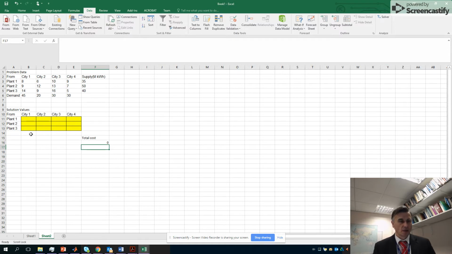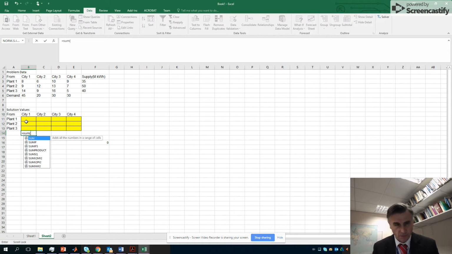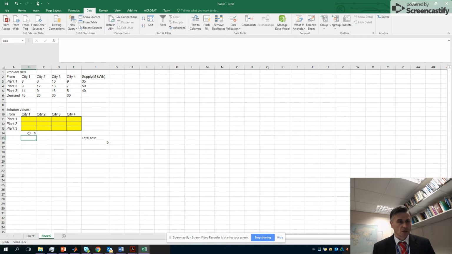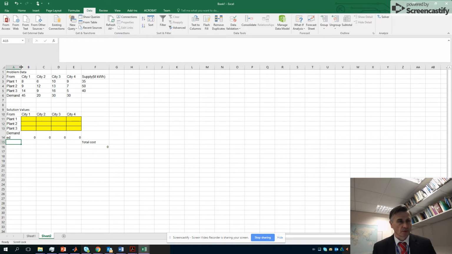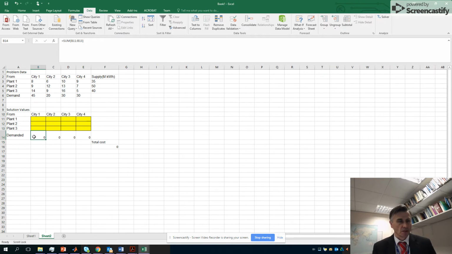Okay, the other thing I'd like to do here is put in this box the total amount supplied to city 1. So that's equal to the sum of these values, which is 0. I can drag that across to get the sums for all the other cities, and that's the total demanded. So I'll call that demanded. Okay, so this number has to be equal to this number in our final solution.